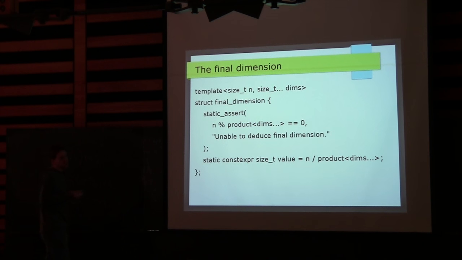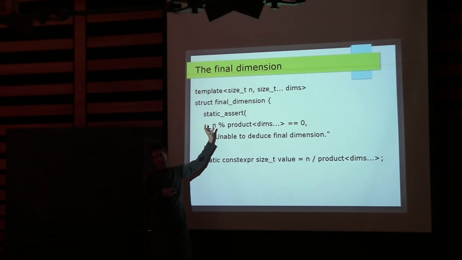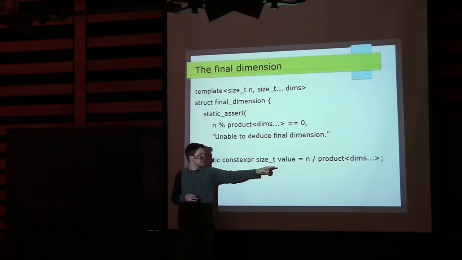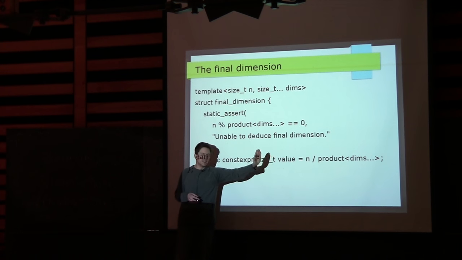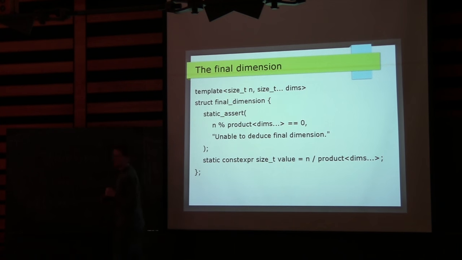We have a static assert in here because we don't want the user to specify I want a 2x3x something array, and here's 7 arguments. There's no way to deduce what that final argument is. So we have a static assert in here saying however many arguments you pass has to be evenly divisible by the product of all of the dimensions you specified. And then that final dimension is the amount of arguments you passed divided by the product of all the dimensions.